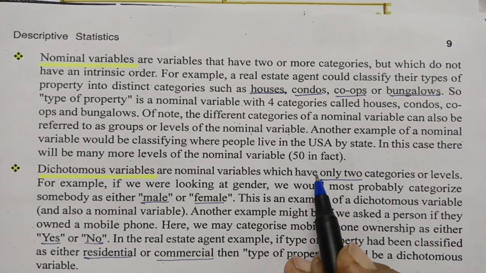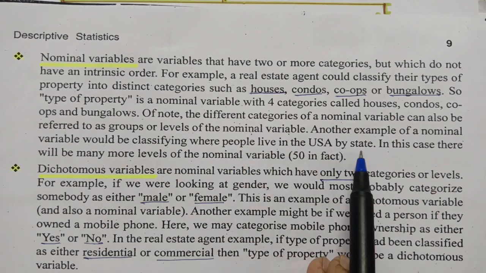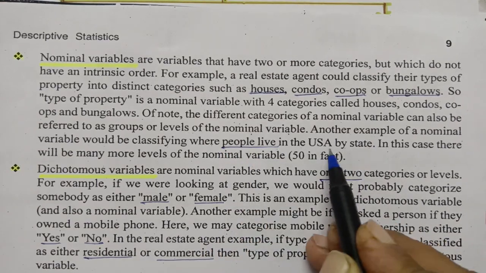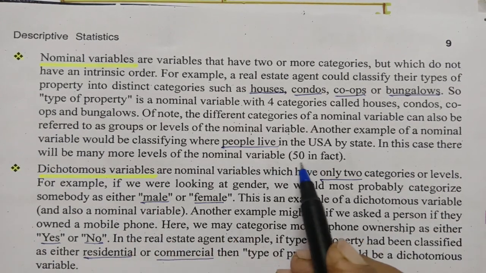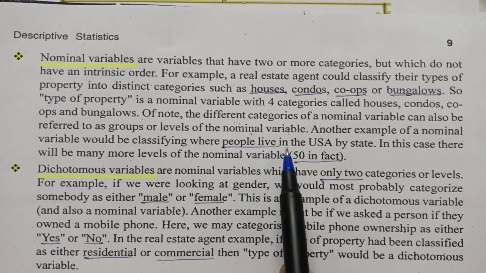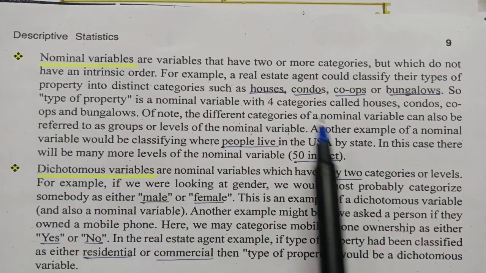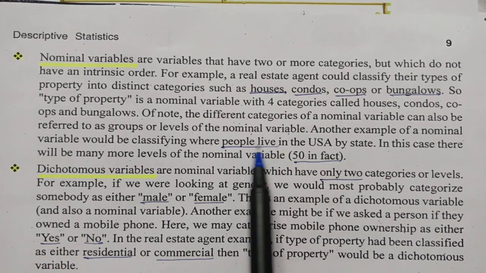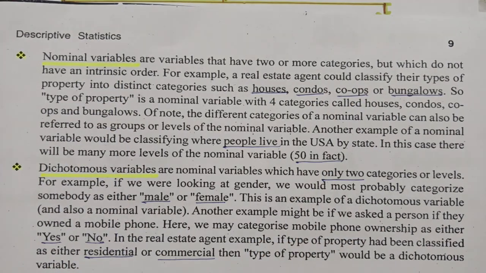Another example of a nominal variable would be classifying where people live in the USA by state. In this case, there are more levels of the nominal variable: 50, in fact, since there are 50 states. So in order to live in the USA, there are 50 options, and these are all nominal variables. There are two or more categories in nominal variables. So this is about the nominal variable.